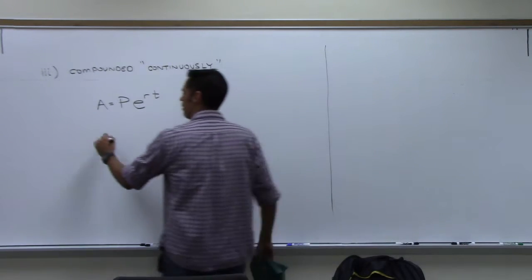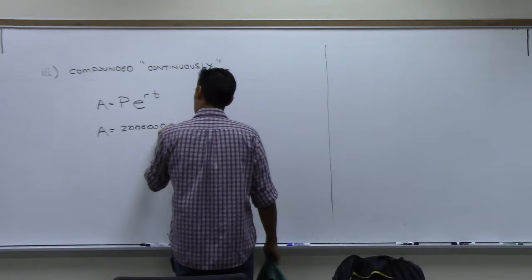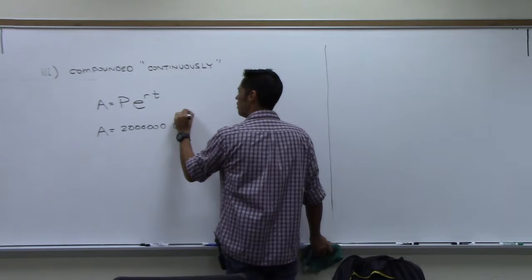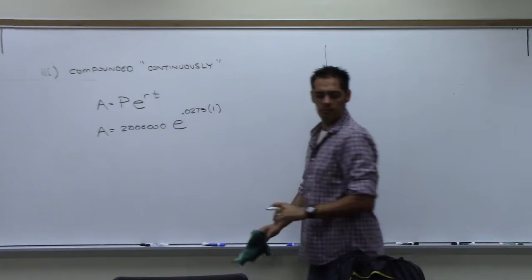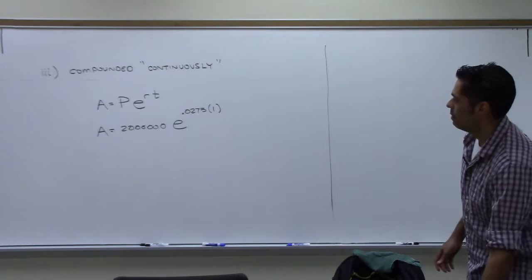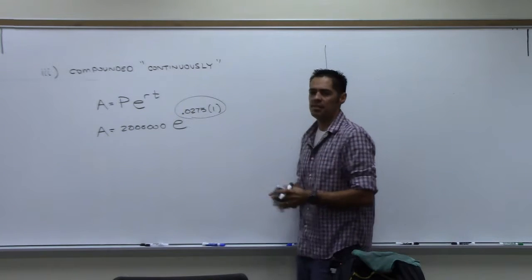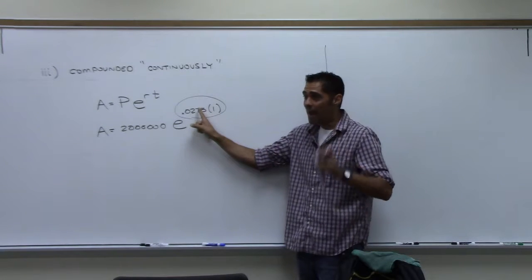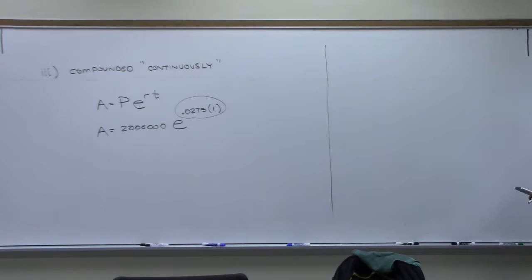All right, so the formula is going to be 2 million e to the r, what's the rate? 0.0275 times t, which is 1 still, right? When you do this, figure out what this is first, which in this case is easy because it's just times 1, right? Do e to that power. After that, multiply by 2 million. So e to the 0.0275.